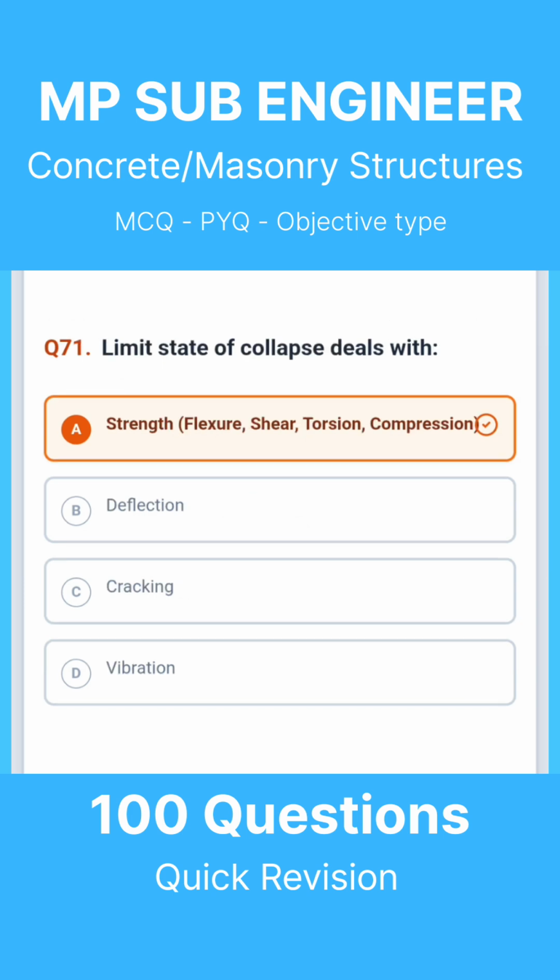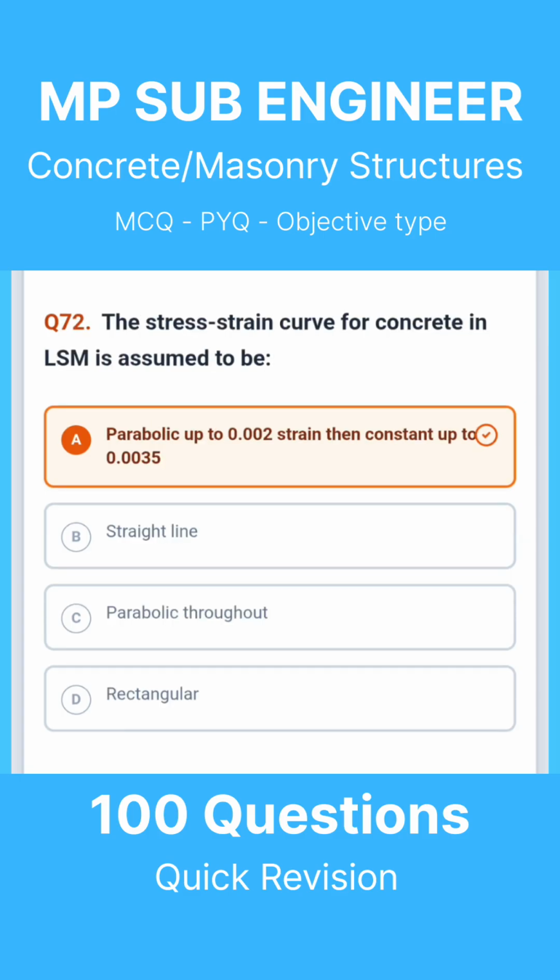Question 71. Limit state of collapse deals with. The correct answer is strength: flexure, shear, torsion, compression. Question 72. The stress-strain curve for concrete in LSM is assumed to be. The correct answer is parabolic up to 0.002 strain, then constant up to 0.0035.